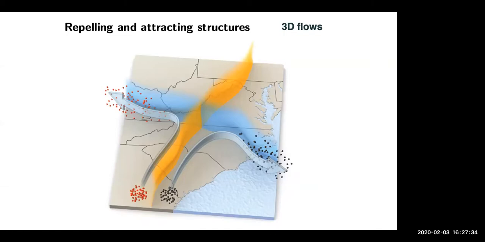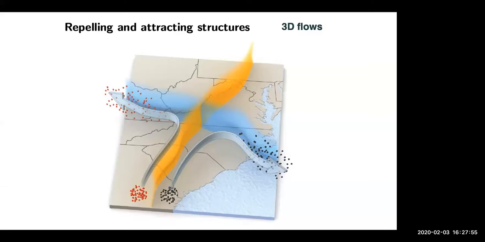So this is an artist's picture of Virginia, and there are these gigantic atmospheric LCS. If you had particles on either side, in this case this orange thing is a repelling LCS, they're going to move away from each other and be stuck on perhaps the same attracting LCS, on two different branches. There's a branch that went to the right, a branch that went to the left.